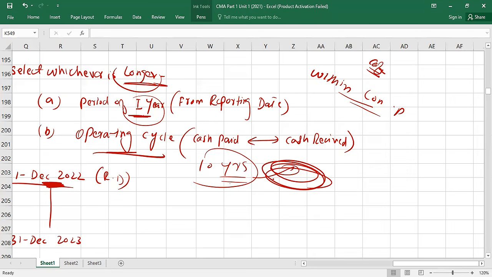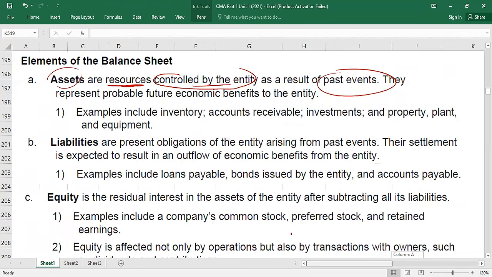Same here, liabilities. What are liabilities? I'm telling you the liabilities definition now. Liabilities are what?